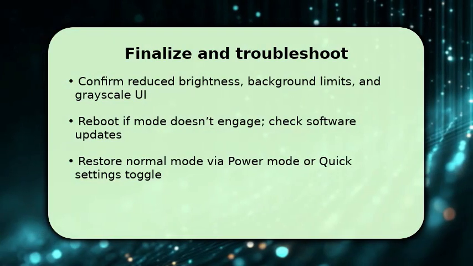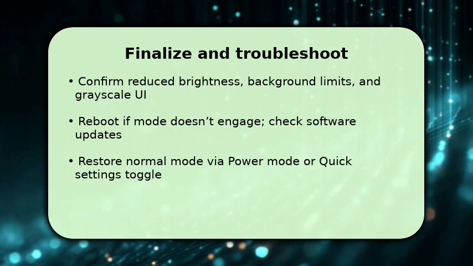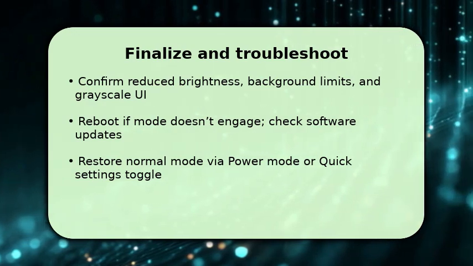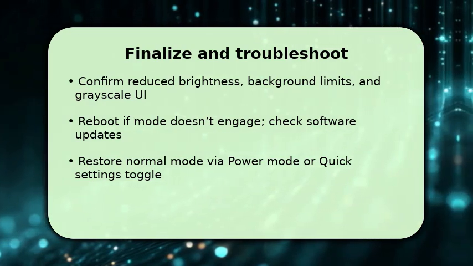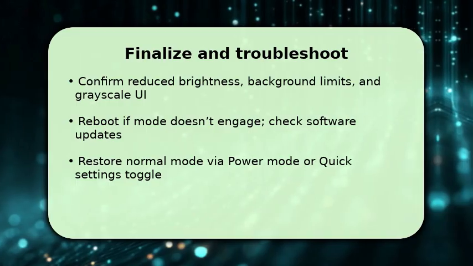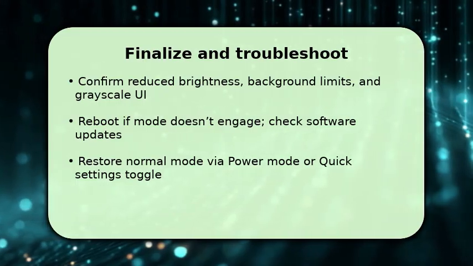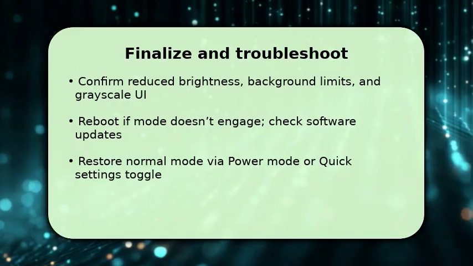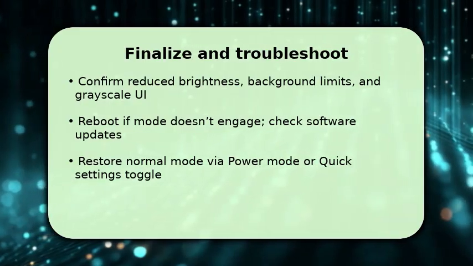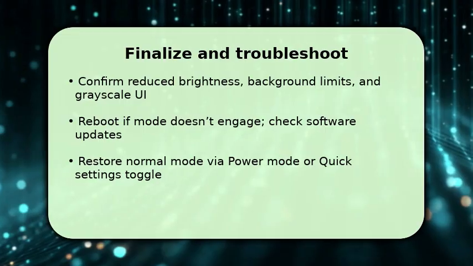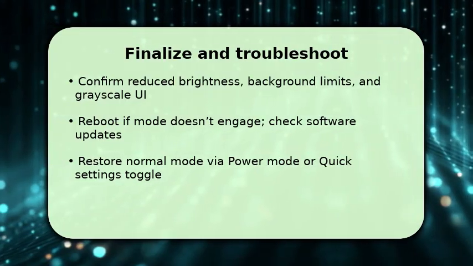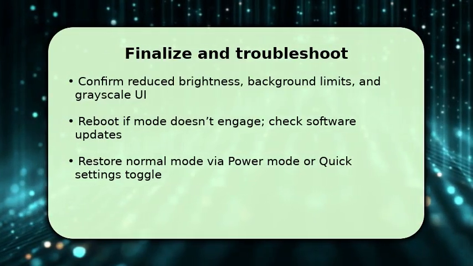After activation, verify reduced brightness, background limits, and grayscale UI to ensure Ultra Power Saving is active. If the phone doesn't enter the mode, reboot the device and try again. Make sure you've installed the latest software updates because bugs can block the feature. If problems persist, clear Settings cache or boot into safe mode to test third-party app interference.